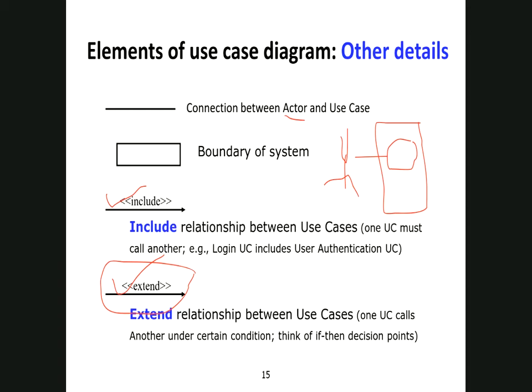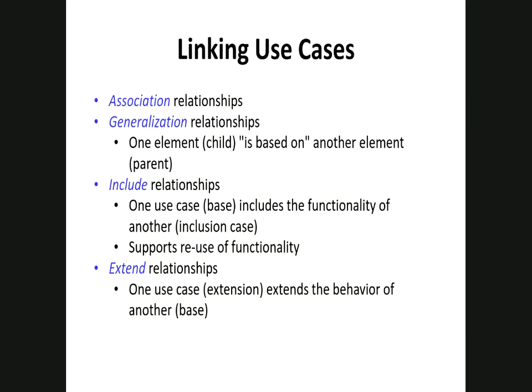Now next, you have different types of associations. There are different types of relationships in use case diagram. One is called association, generalization, include and extend. Just now we have seen include. Include relationship is one use case which is a base case. It includes the functionality. You see, it's important.